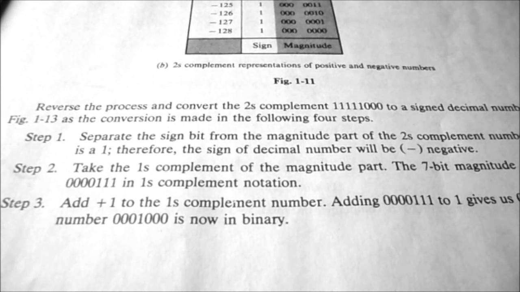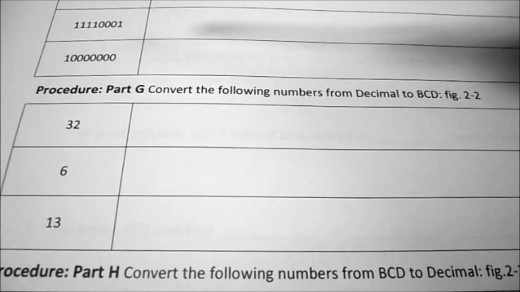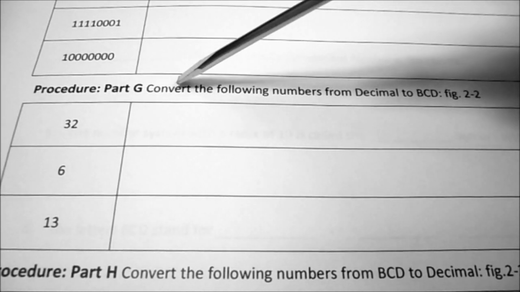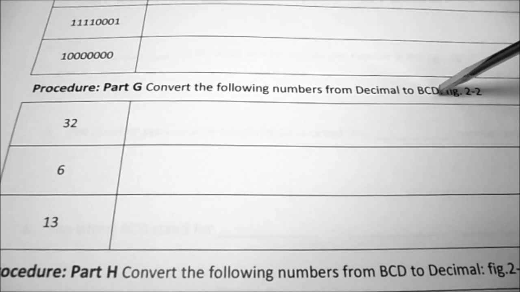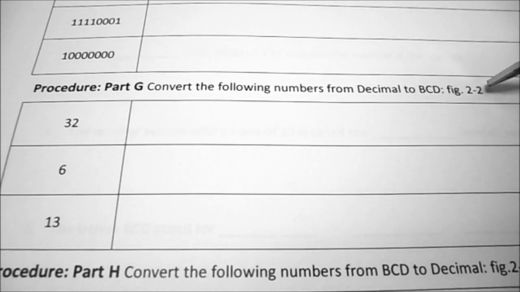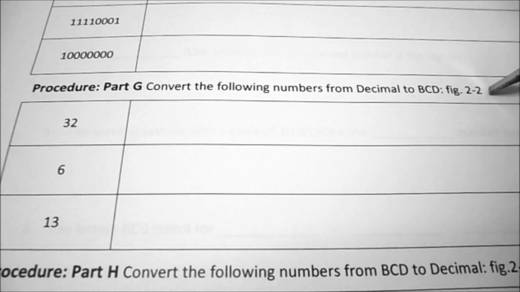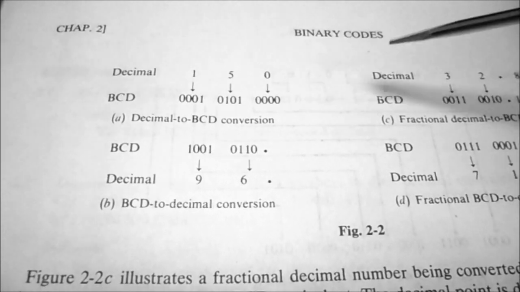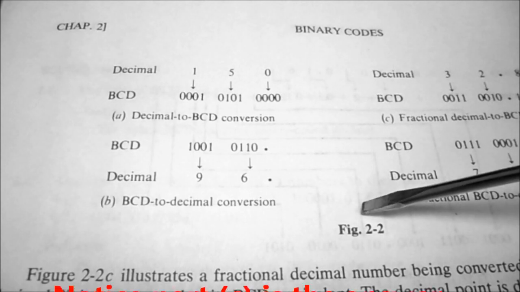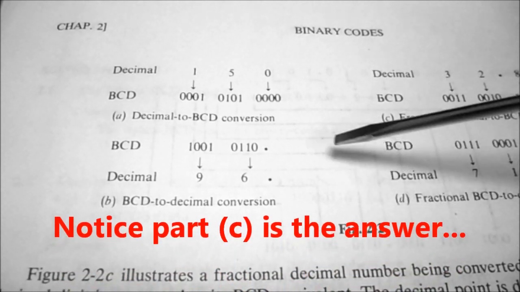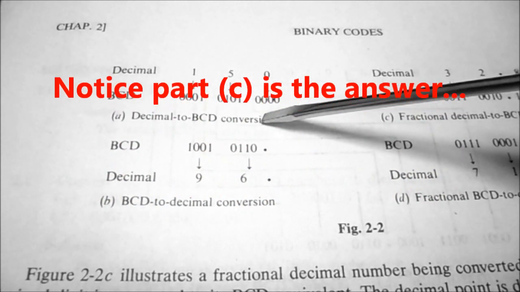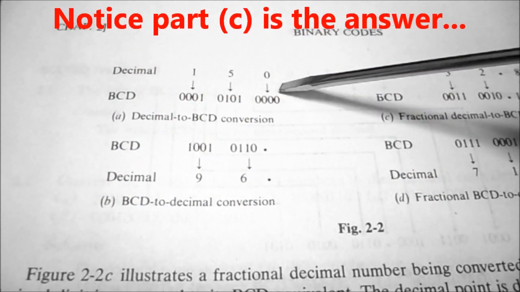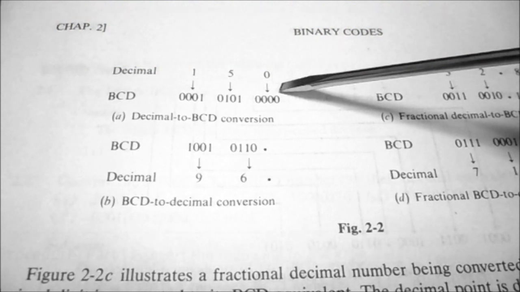Under procedure, part G, we're to convert the following numbers from decimal to BCD. And figure 2-2 in your textbook will show you how to do that. So in your textbook, figure 2-2, and we're looking at A part decimal to BCD conversion, and they show you an example of how to do that.